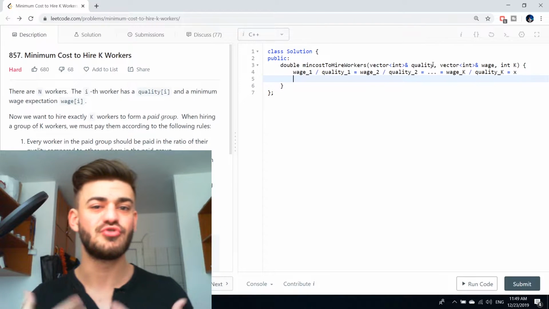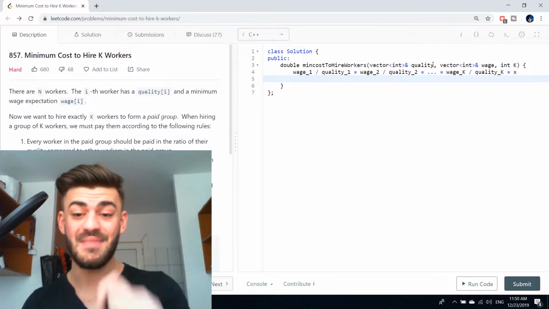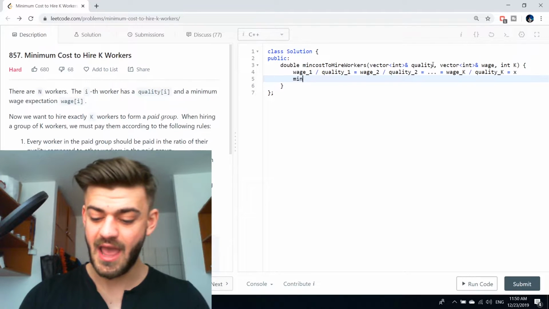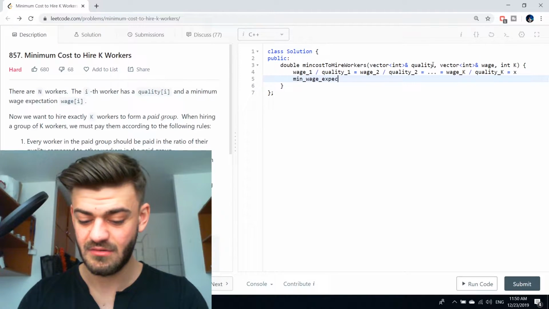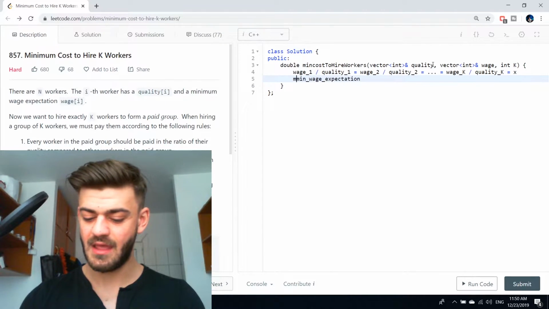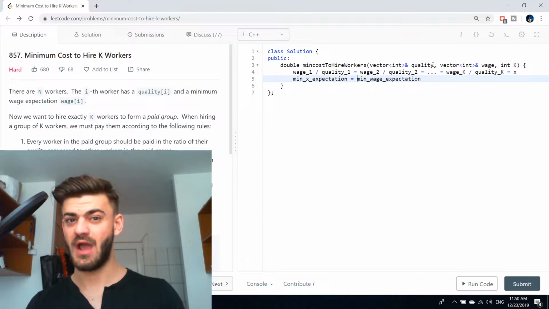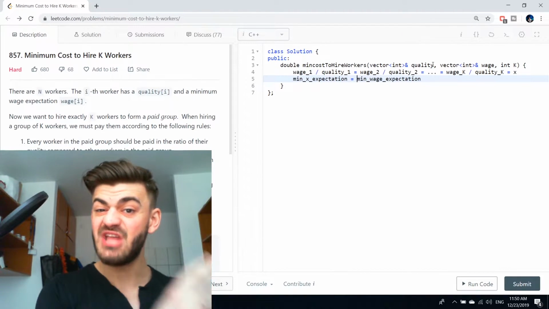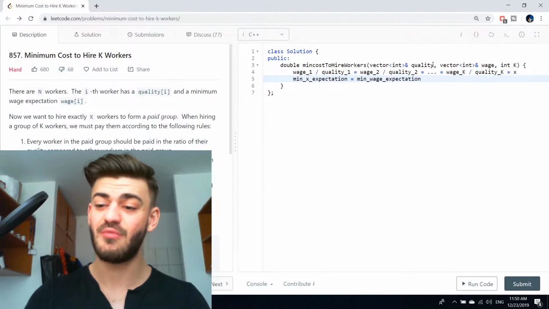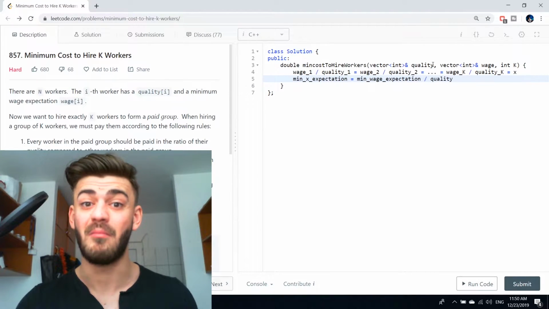But I don't get to choose this X. This X is going to be based on the minimum wage expectation, right? So, let's say I have a worker and he has a minimum wage expectation and a quality. This means the minimum wage per quality unit expectation for this worker is going to be the minimum wage expectation divided by its quality. And each worker has this number, this property.